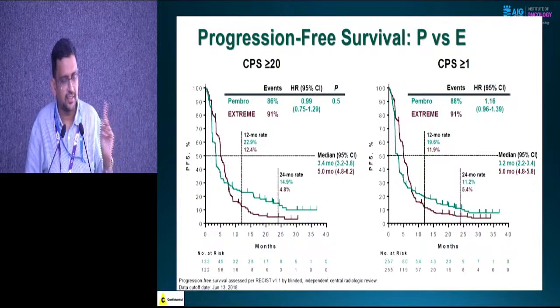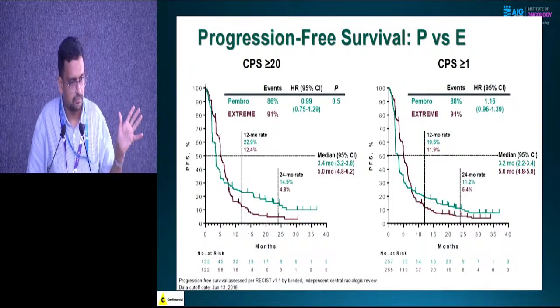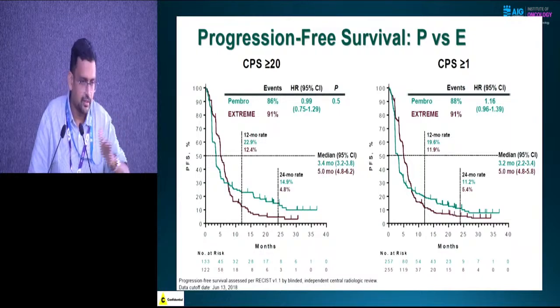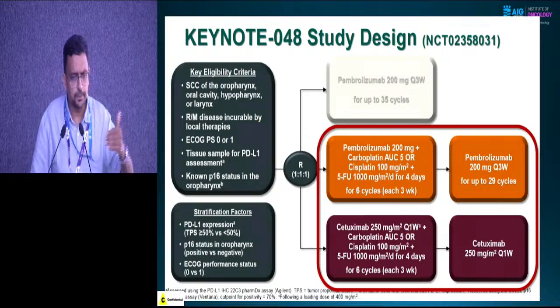So this is a caution. Remember, just because you have a high CPS, your monotherapy doesn't do fantastically well. Okay? PFS-wise, they don't do well. Interestingly, statistically, you still are getting a hazard ratio of 0.99. It is still on one side, but it is not significant. Right. What about the chemo plus Pembro?